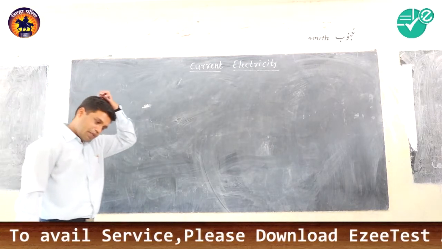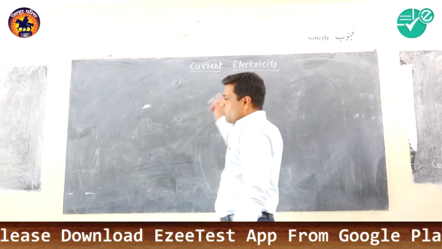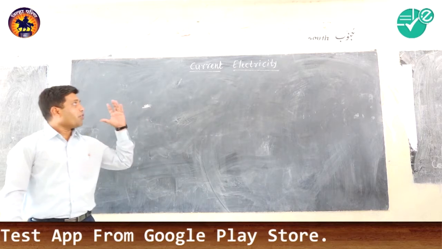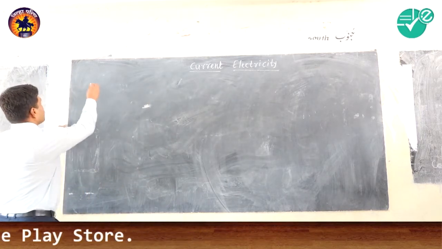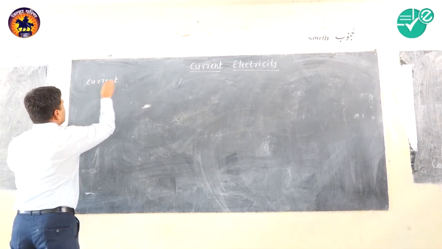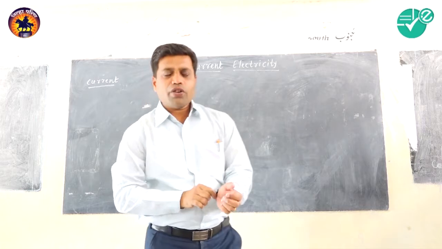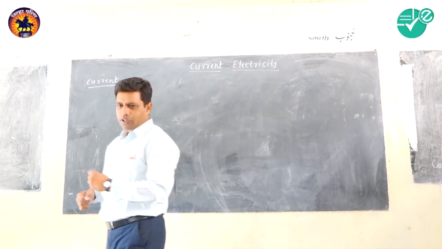Actually, the name current electricity, you know, current. Current electricity or electric current is the very basic thing. First of all, I will define what we mean by current. Everyone knows it is a very basic and common thing. Actually, the rate of flow of charge through any conductor is nothing but current.